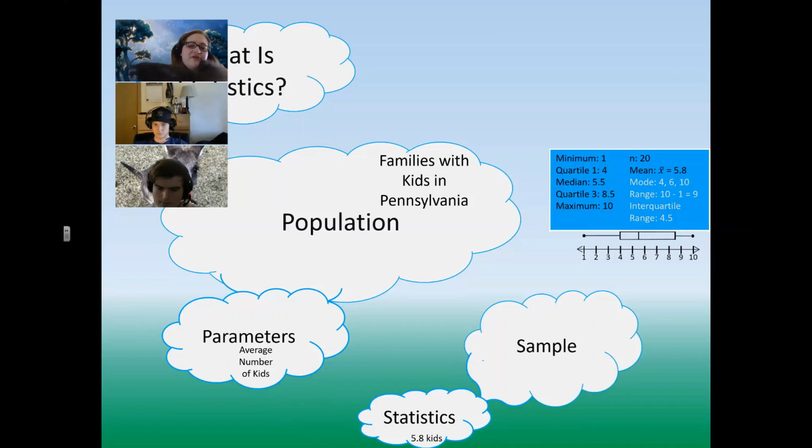So then we look at the chart or the calculator, and we figure out that the average is 5.8 kids, which is a lot of kids. That's 5.8 kids too many for me. Okay, so we got 5.8 kids, and that will then tell me approximately the average number of kids in families in Pennsylvania. Yes? Okay.